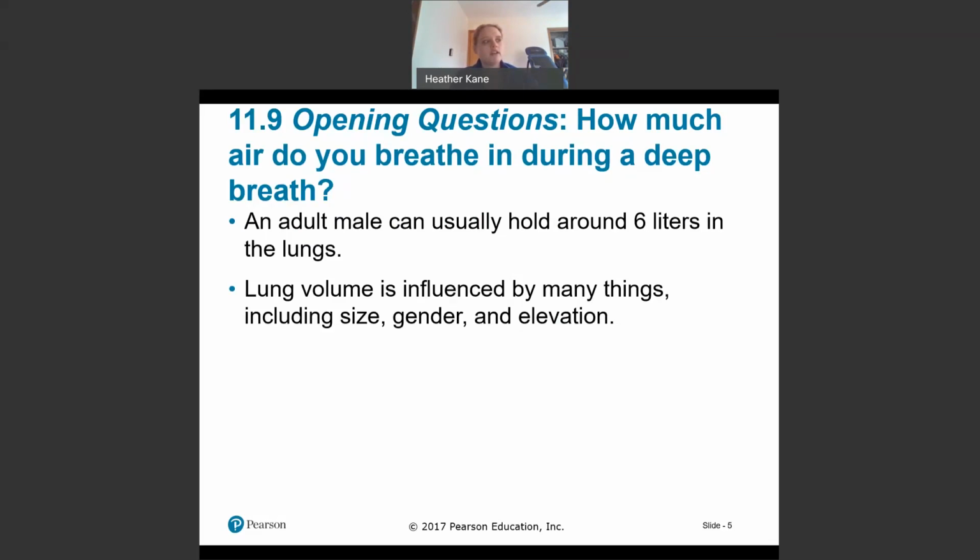And then elevation. Elevation is really interesting. People that live at higher elevations, like those that live in Colorado, high up in the mountains, are actually going to be able to hold a lot more volume of air within their lungs than an individual that is from maybe Michigan, like Aunt Gray, that lives right at sea level. And this has to do with the pressure that's involved with living at high altitude.